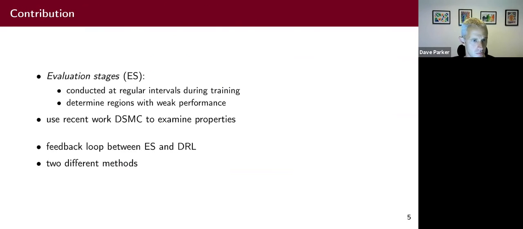To list our contributions, we introduce evaluation stages, which are conducted at regular intervals during training and which determine regions of the state space with weak performance. We use recent work on deep statistical model checking to examine properties. We further introduce a feedback loop between these evaluation stages and the deep reinforcement learning algorithm. Also, we introduce 2 different methods to do so.